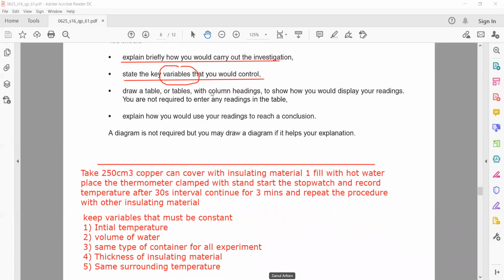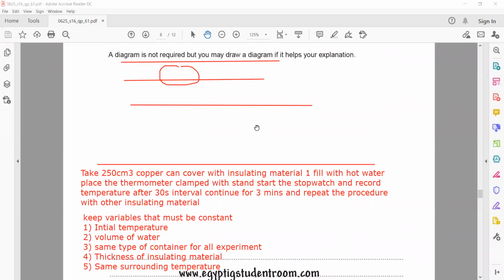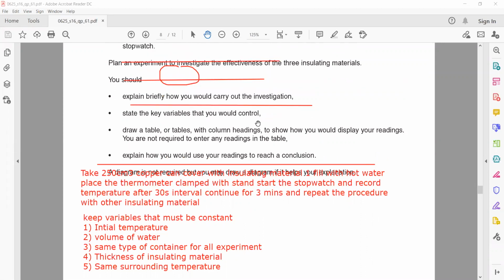the temperature change. Then draw a table or tables with column headings to show how you display your results. So how will we display our results? Time taken and temperature. But how do we represent it? I will remove this and draw a table. Is it clear, the first two points, the procedure and the variables?